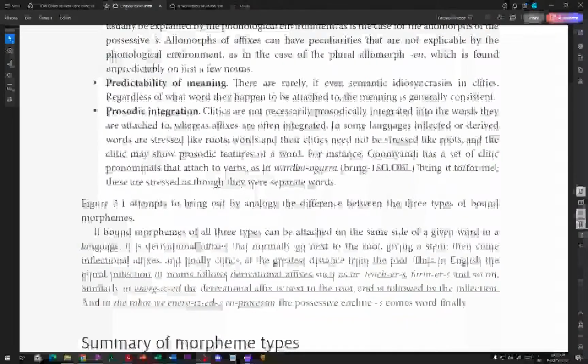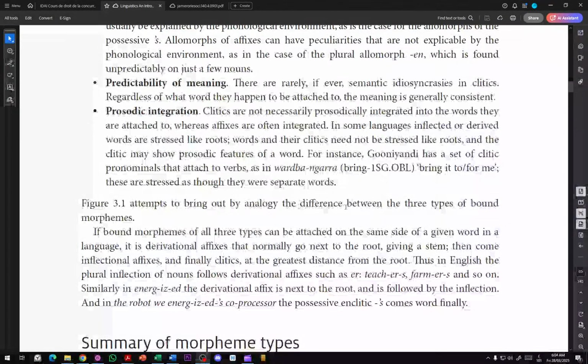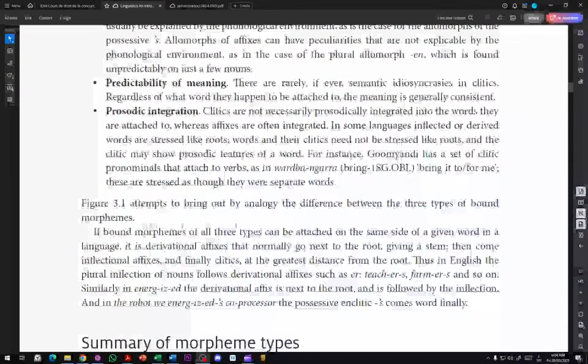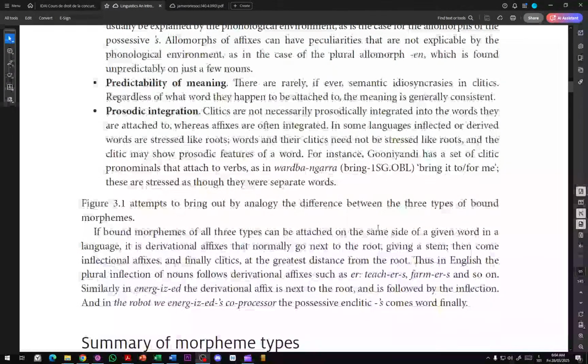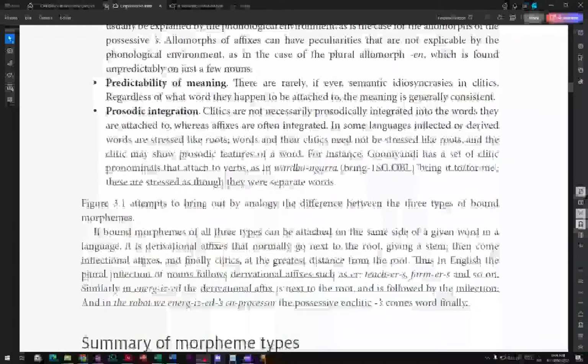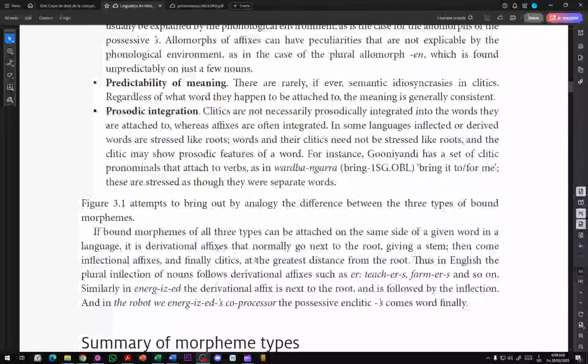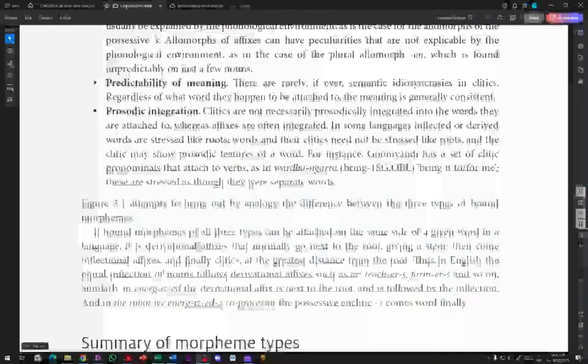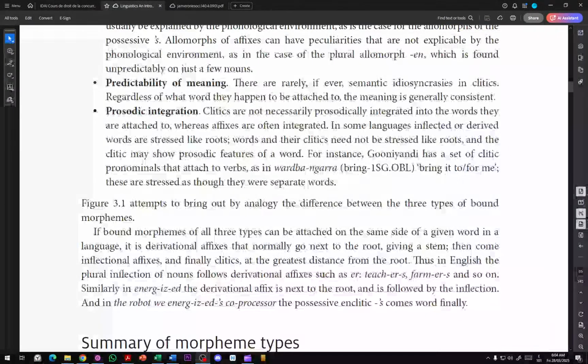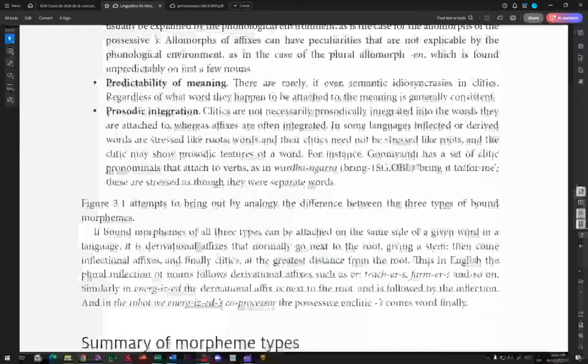Figure 3.1 attempts to bring out by analogy the difference between the three types of bound morphemes. If bound morphemes of all three types can be attached on the same side of a given word in a language, it is derivational affixes that normally go next to the root giving a stem, then come inflectional affixes, and finally clitics at the greatest distance from the root. Thus, in English, the plural inflection of nouns follows derivational affixes such as teachers, farmers, and so on.